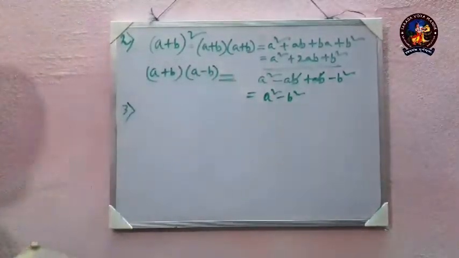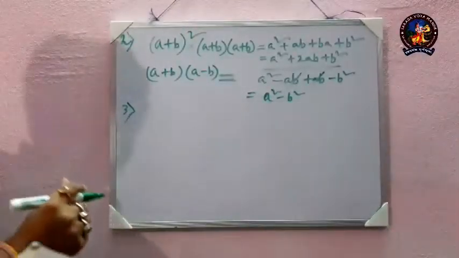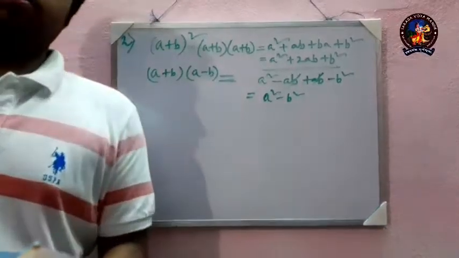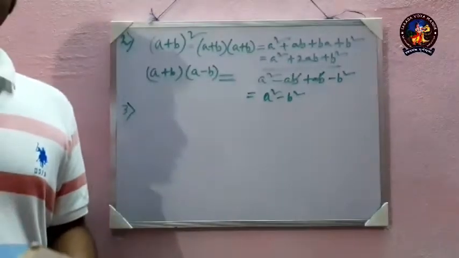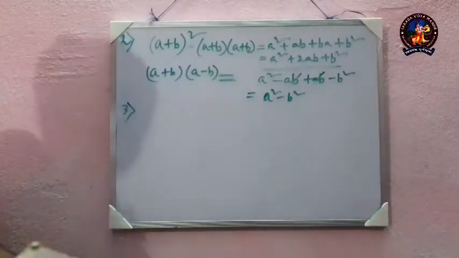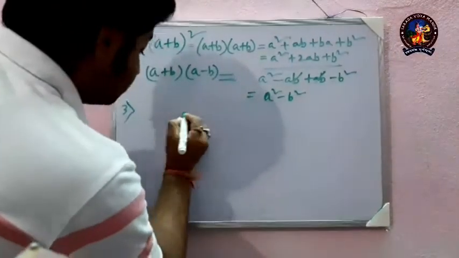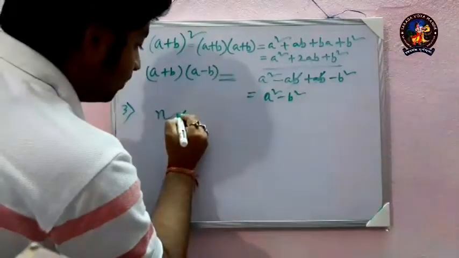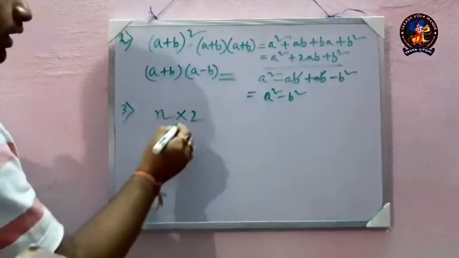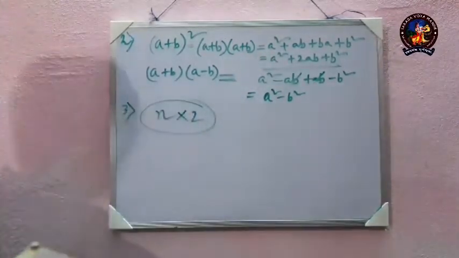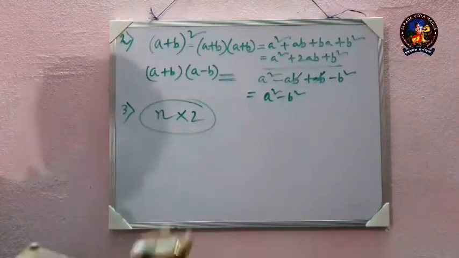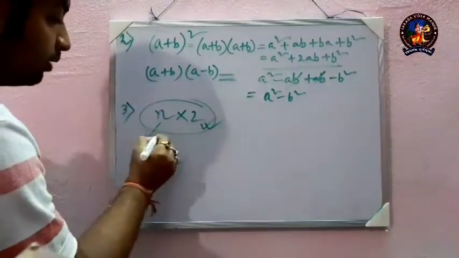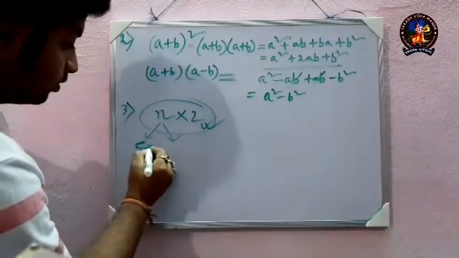The third result. If we multiply any number with any even number, the result will always be an even number. Suppose n be any number, if we multiply it with 2, then 2n will always be an even number. Why? Because 2 is an even number. n can be any number, even or odd.